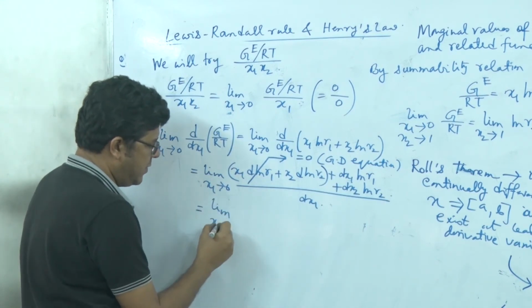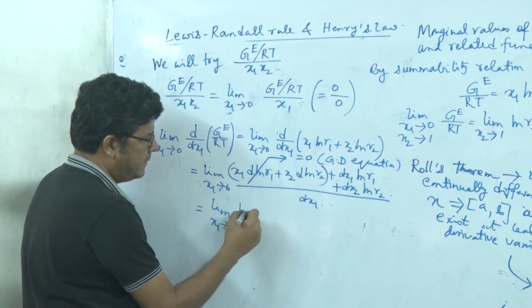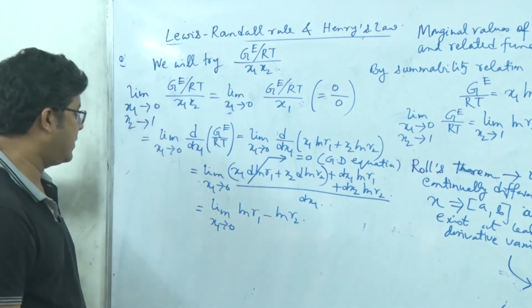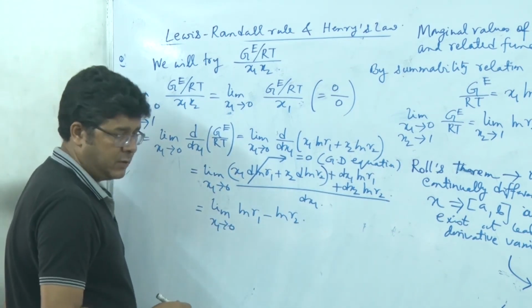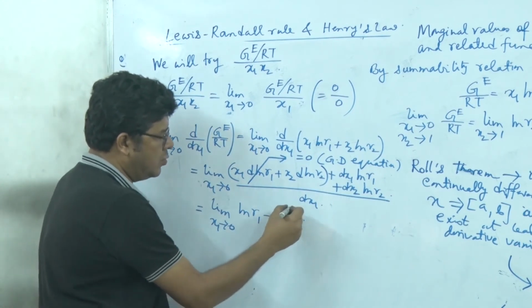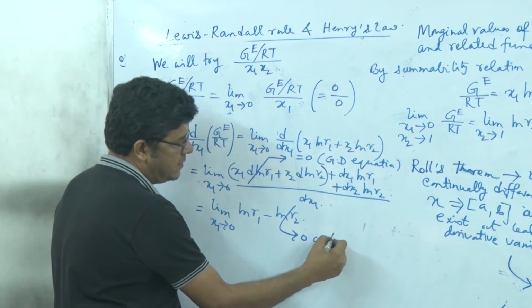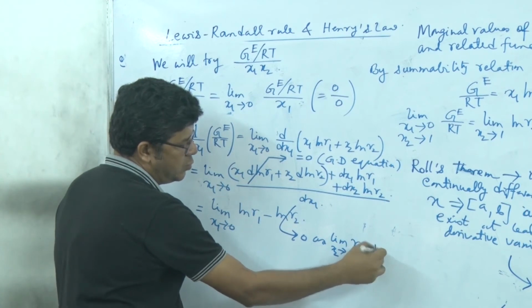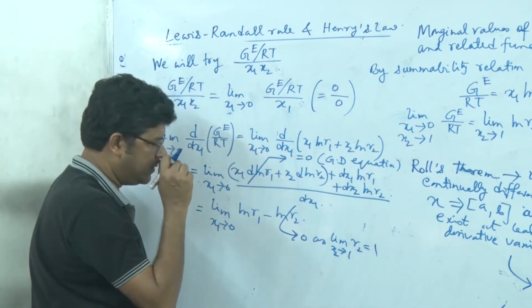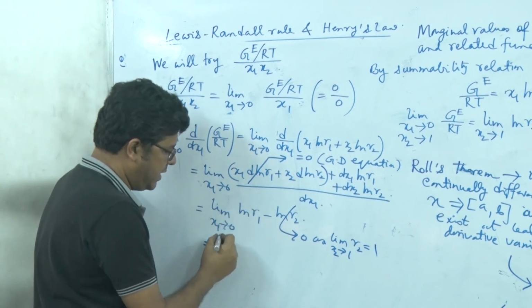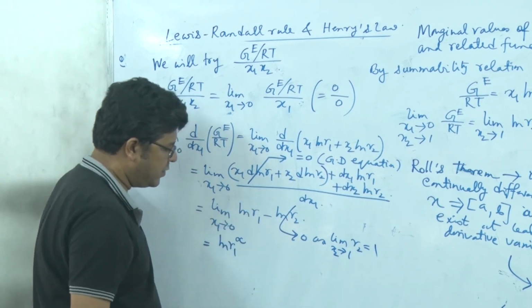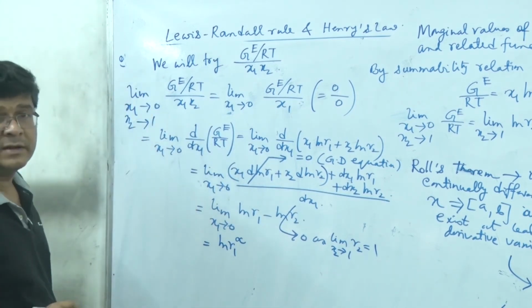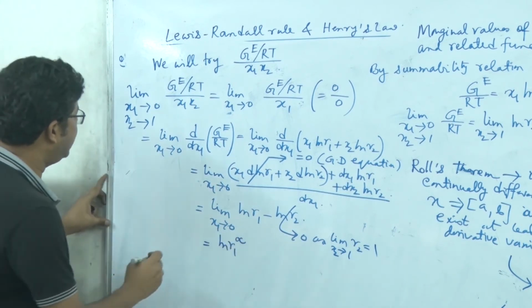So it is limit x1 tending to 0 of ln gamma 1 minus ln gamma 2, as dx2 is equal to minus dx1. Now when x1 tends to 0, definitely gamma 2 becomes 1, as limit x2 tending to 1, gamma 2 is equal to 1, right? So ln gamma 2 vanishes, and this is finally tending towards the infinite dilution property, right? So the intercept at x1 equal to 0 is ln gamma 1 infinity.